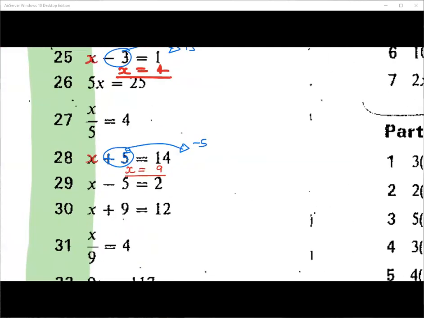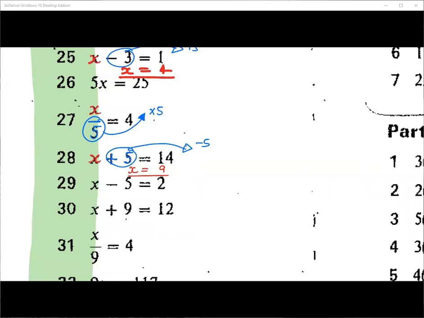Let's have Aisha join me on question number 27, please. For number 27, it's x divided by 5 equals 4. So I grabbed it and I moved it, and it would change to times by 5. So 4 times 5 is 20. My answer was 20.